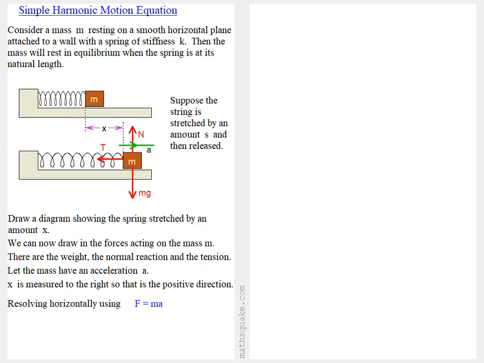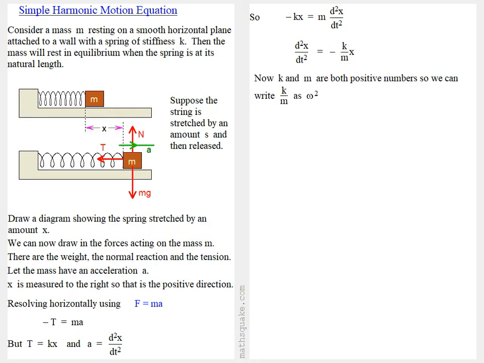Which means that when resolving horizontally using F equals ma, the force is minus t. So minus t equals ma. But we know the tension is equal to the stiffness times the extension, so t is equal to kx. And a can be written as d2x by dt squared. So we have minus kx equals m into d2x by dt squared, which we can rearrange as d2x by dt squared equals minus k over m x.